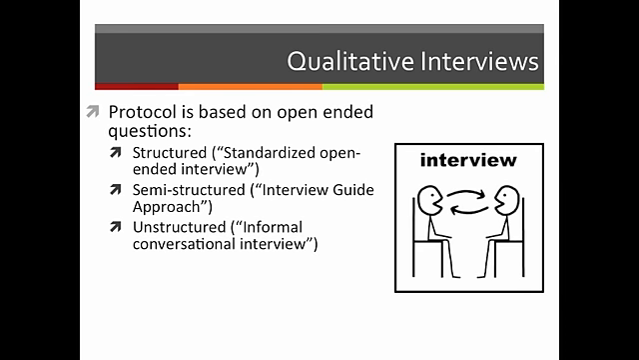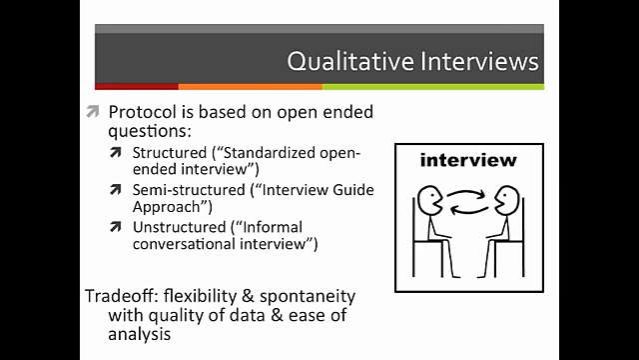An important thing to think about when you're designing your qualitative interviews is that you have this trade-off between the flexibility and spontaneity that comes with unstructured interviews, and the quality of your data and the ease of your analysis in the future. Typically, most of the interviews that I have participated in, study-wise, have been semi-structured in nature. And probes are often used as part of semi-structured and unstructured interviews as a technique to reach clarity and gain more information about the topic at hand.